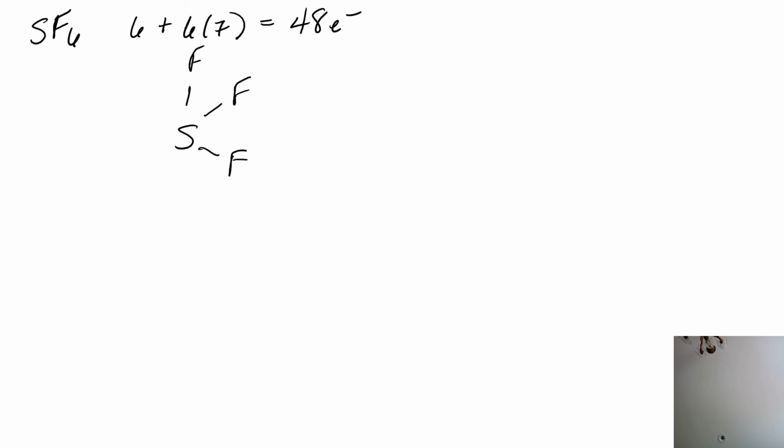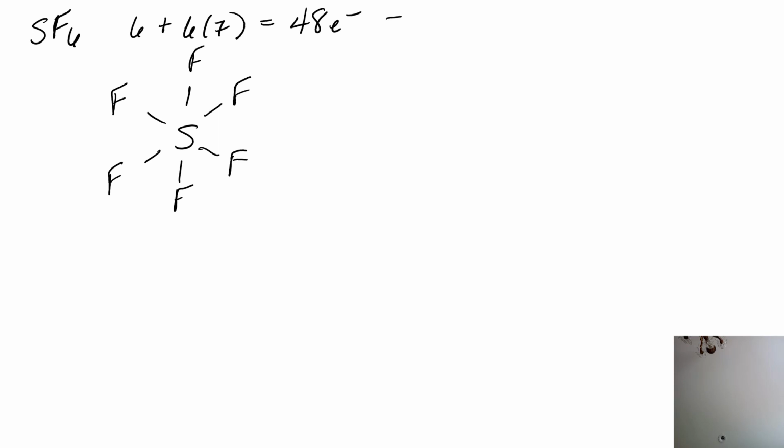We have one more structure on this worksheet, SF6. 6 plus 6 times 7 gives us 48 electrons to distribute. Sulfur is central. Remember that sulfur has an empty d subshell and therefore can accommodate an expanded octet. And in our upcoming topic of valence bond theory, we'll look at an explanation of how this might occur. But for now, we're sticking to geometries and polarity.